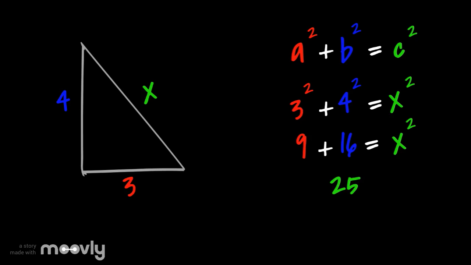So 25 is our x squared, and you can square root both sides of that because the square root of x squared is x, and the square root of 25 is 5. And that's how you use the Pythagorean theorem in order to find your unknown third leg of a triangle.